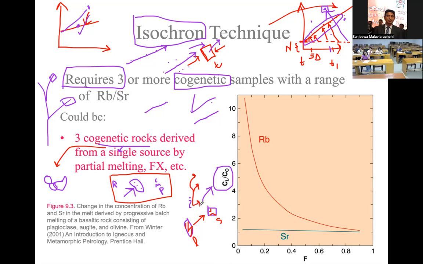Rubidium is similar. For example, mica has a high affinity for it. That means if you are crystallizing mica here, a lot of rubidium will go into mica rather than other minerals. So the initial amount of rubidium and strontium available in the system, the initial number of nuclides, will be divided because of this fractionation.